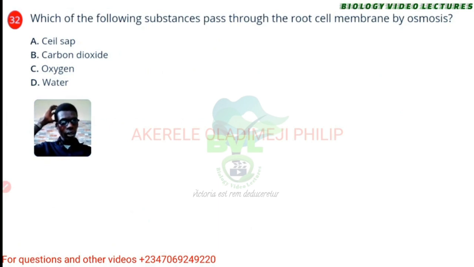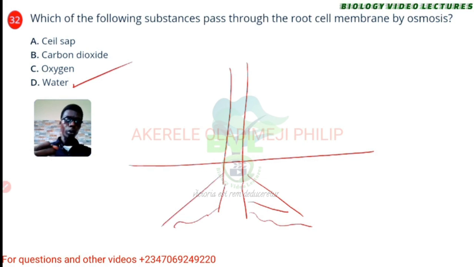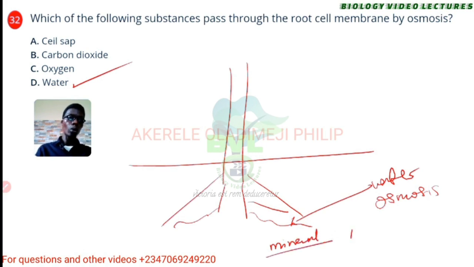Which of the following substances pass through the root cell membrane by osmosis? Okay, well, let me say the answer is water. Let's say this is a plant like that. That's the soil. Then it has something called root hair cell, which absorbs water. Pay attention to this. The water goes in by osmosis, while the mineral salts, the minerals in the soil, go in by what we call active transport. Why will I say that?